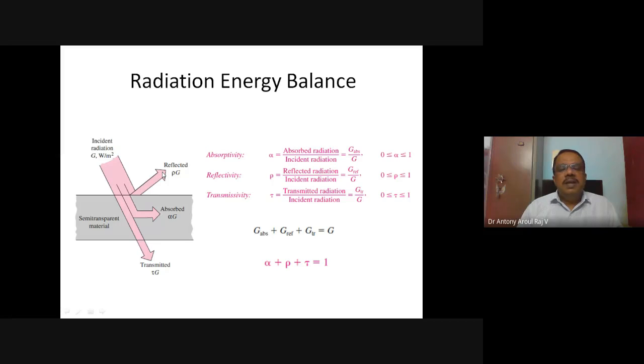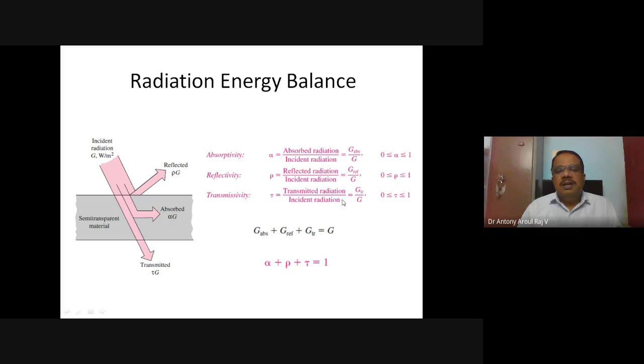So what is the meaning of this discussion? It says that the sum of absorptivity, reflectivity, and transmissivity will be equal to 1. And what is this equation? It is the equation for energy balance in radiation which is passing through a semi-transparent material. What is the meaning of absorptivity? It is the absorbed radiation by incident radiation. Reflectivity is the reflected radiation by incident radiation. Similarly, transmissivity is the transmitted radiation by incident radiation.